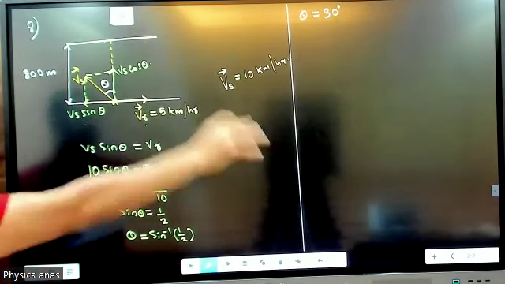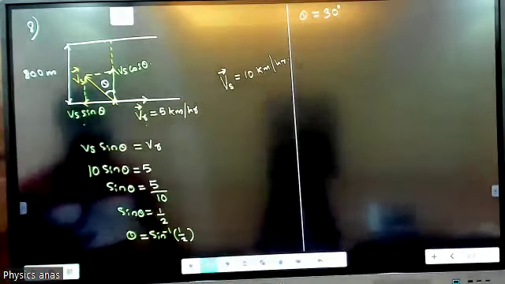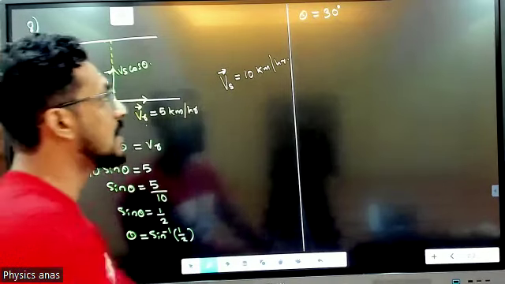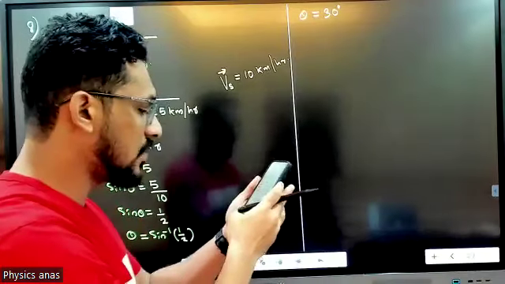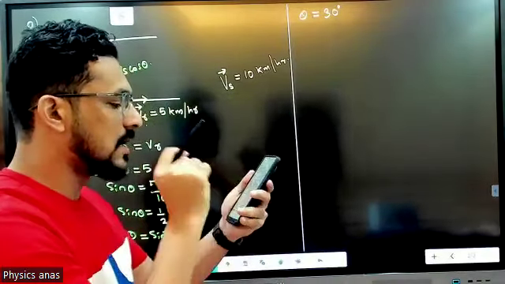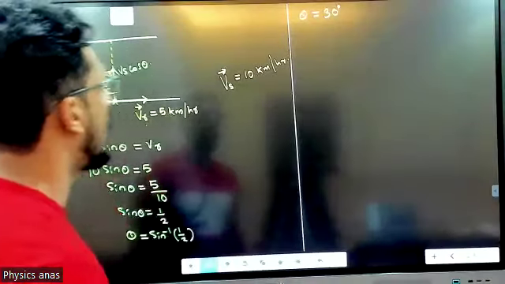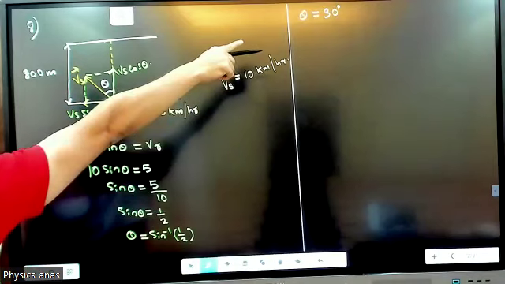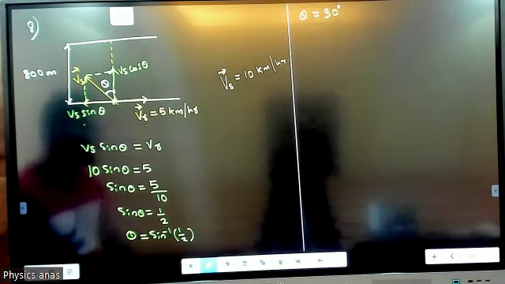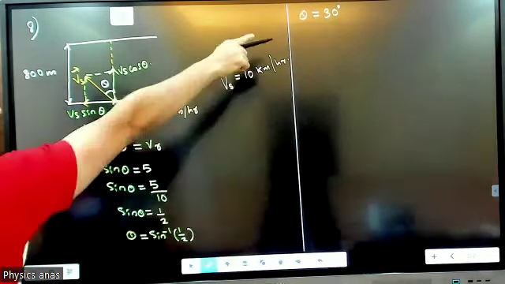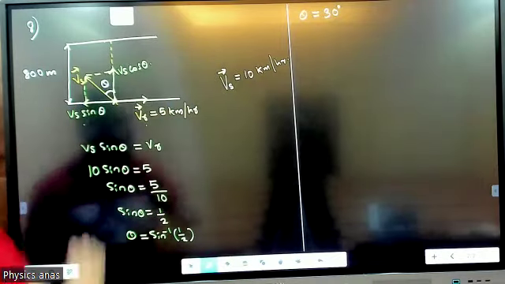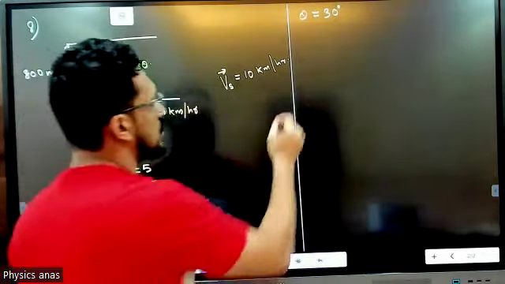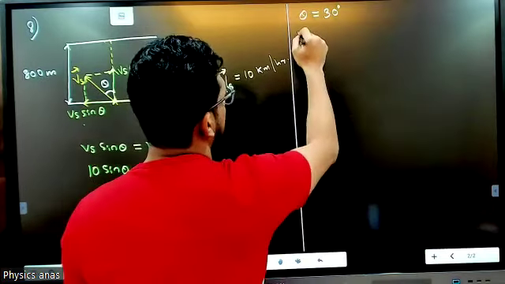So we get the angle. Angle is 30 degree. Now look at the question. Along what direction must he strike? He should strike with the angle 30 degree. That is the first question.